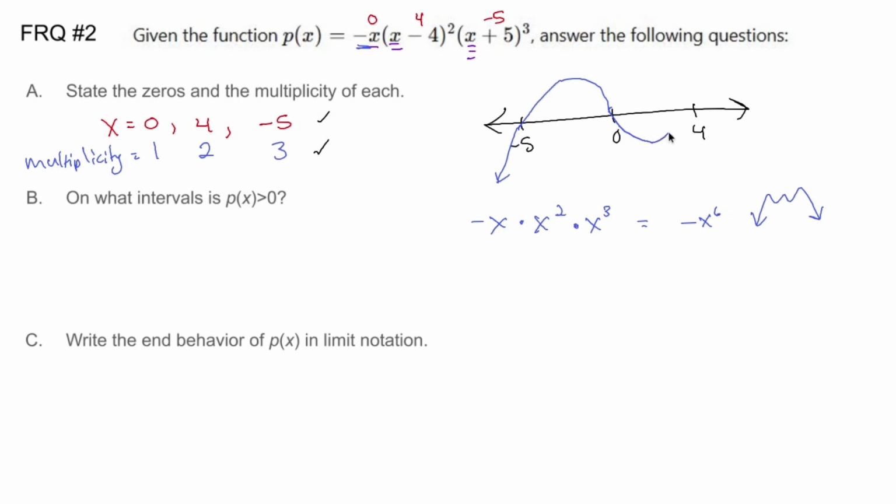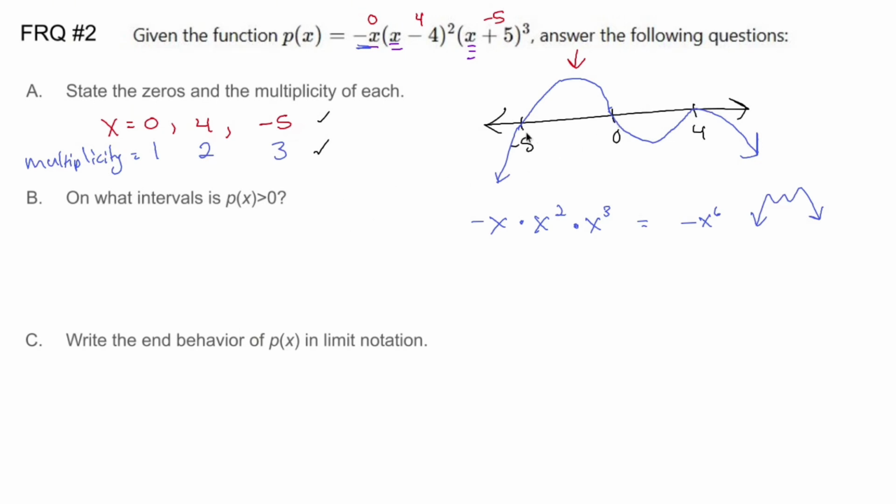But when it comes up through 4, it's going to bounce off of 4 because of that even multiplicity. Now, somewhere up here or down here, we have more bumps, but that's not my concern right now. If you want me to put a bump there, go ahead. My concern is where is this positive? And it's positive at one spot, that interval right there, from negative 5 to 0.